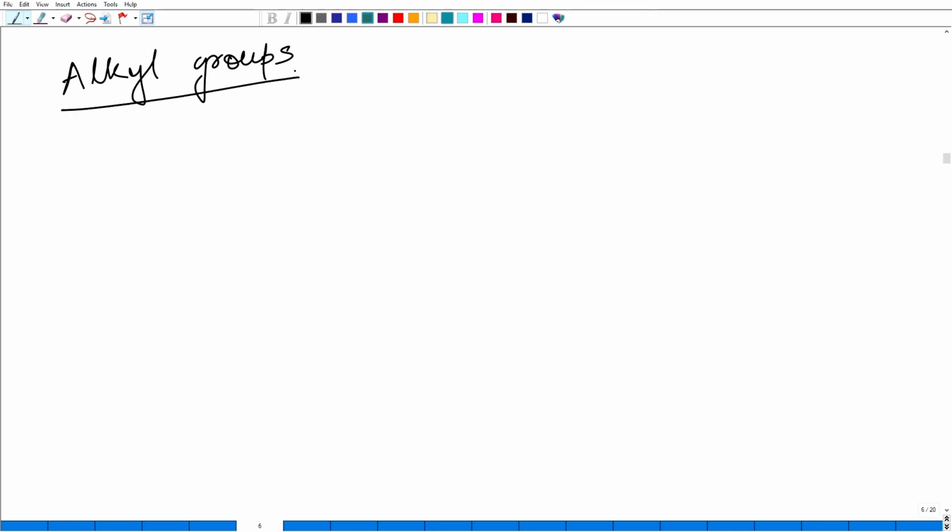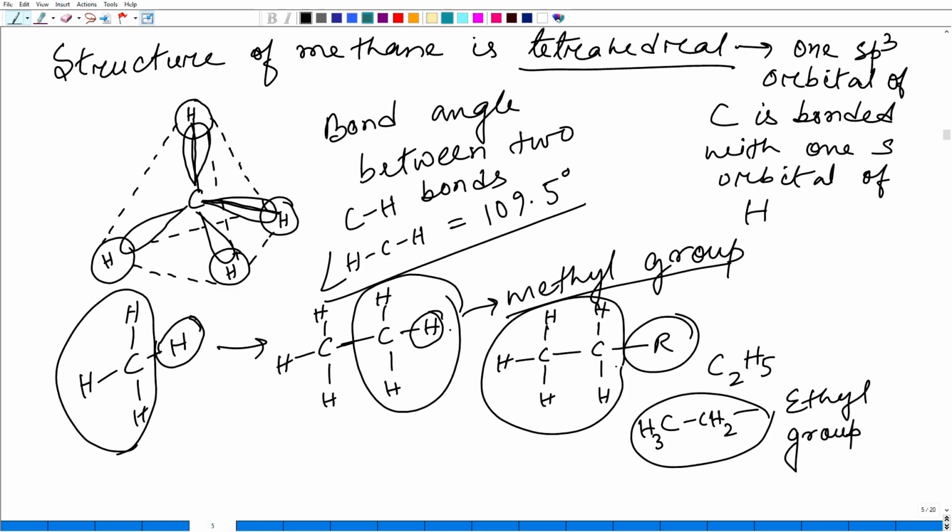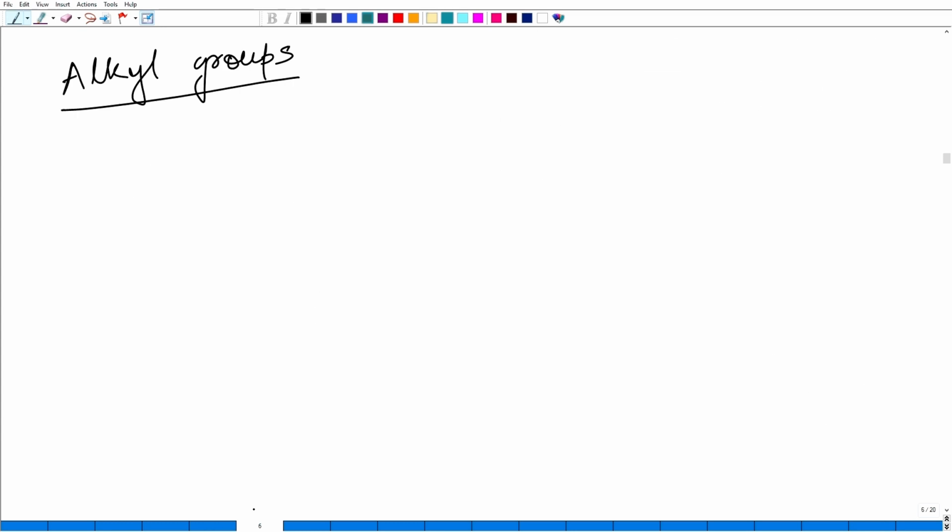So, you have seen that the alkyl groups have one hydrogen less than the alkanes, right? Methane is CH4, but methyl group is CH3. Similarly, ethane is C2H6, but ethyl group is C2H5. So, alkyl groups have a general formula CnH2n+1. Alkanes had CnH2n+2. So, alkyl groups will have CnH2n+1.